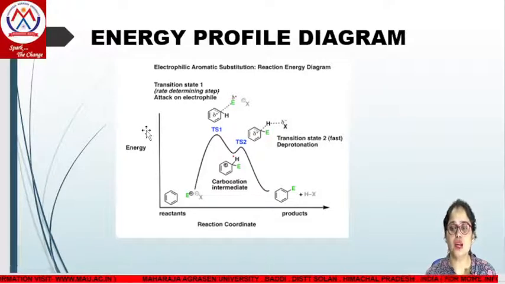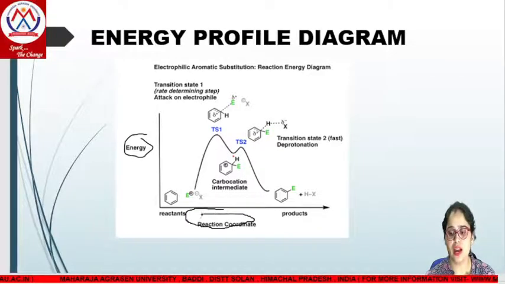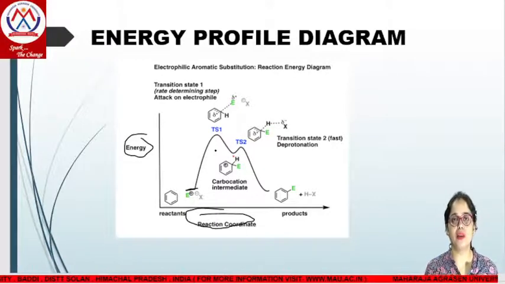So in the energy profile diagram, we know that it is a plot of energy versus the reaction coordinate, right? So here we can see that we have mentioned the reactants, which are the benzene ring and the electrophile. Then the reaction is going to pass through a transition state, right? In the first transition state, which is mentioned as TS1 here, we can very clearly see that the electrophile has got bonded to the carbon atom, but it is not a very strong bond, right? So the bond between carbon and electrophile is long.